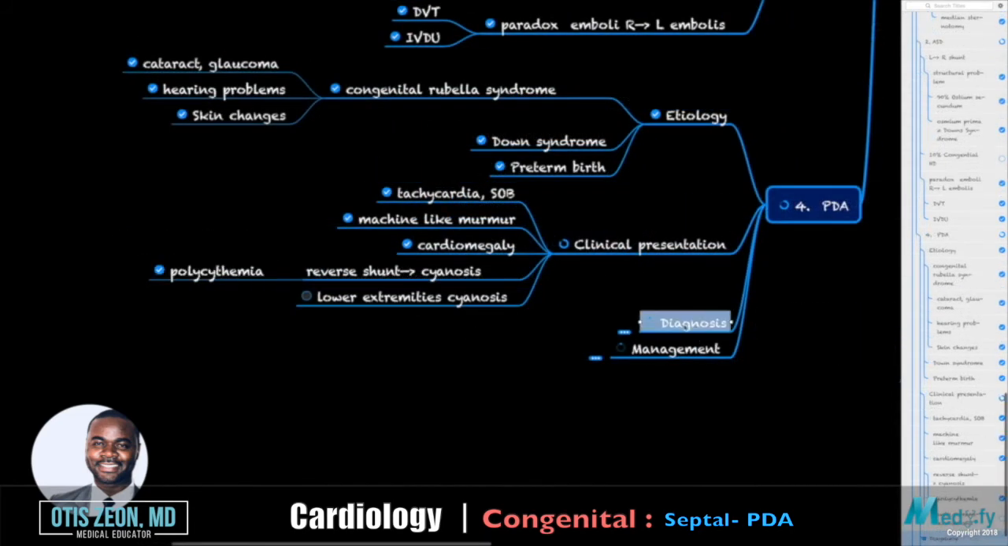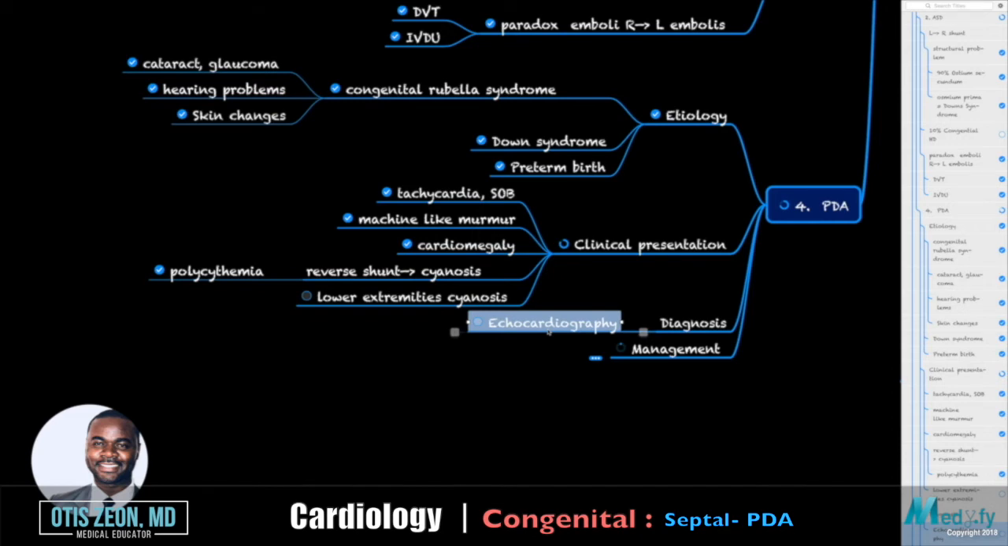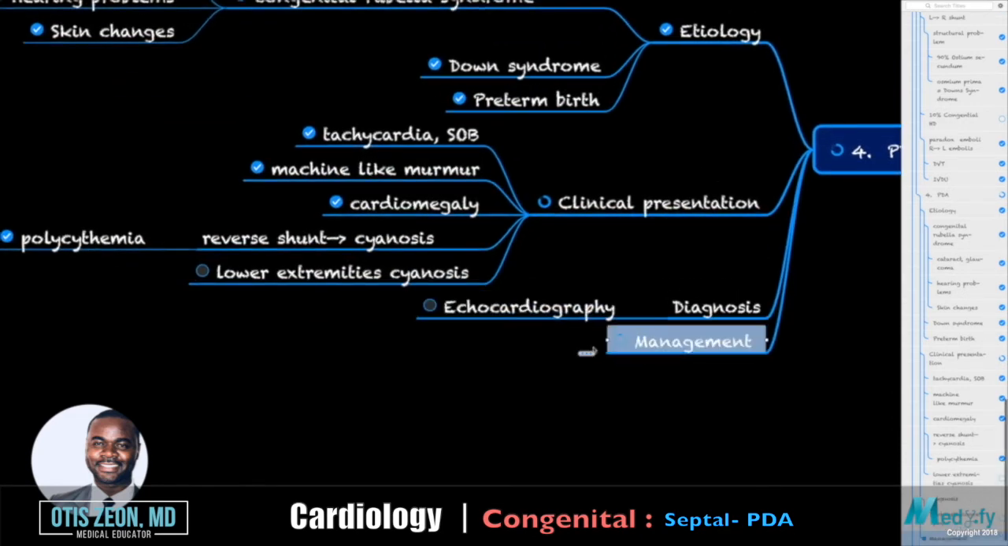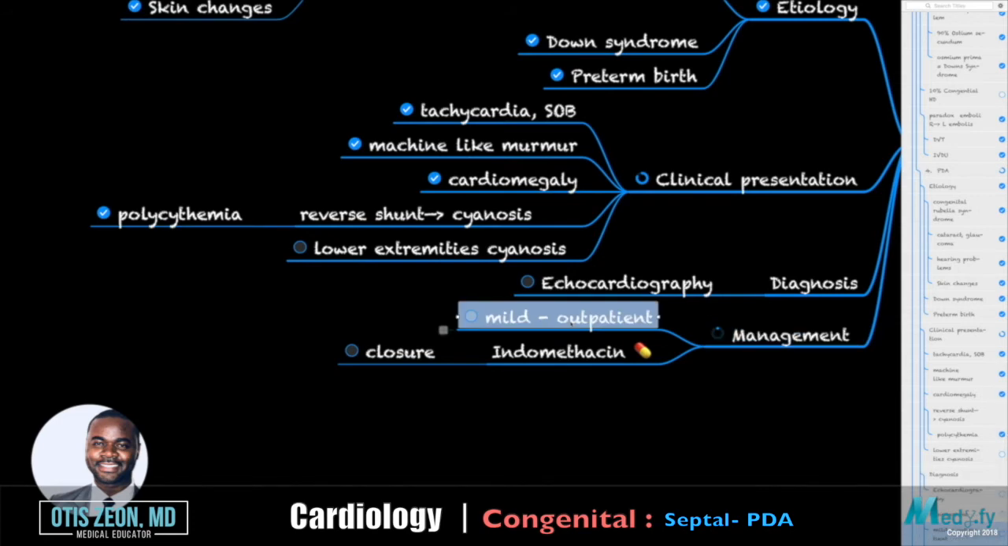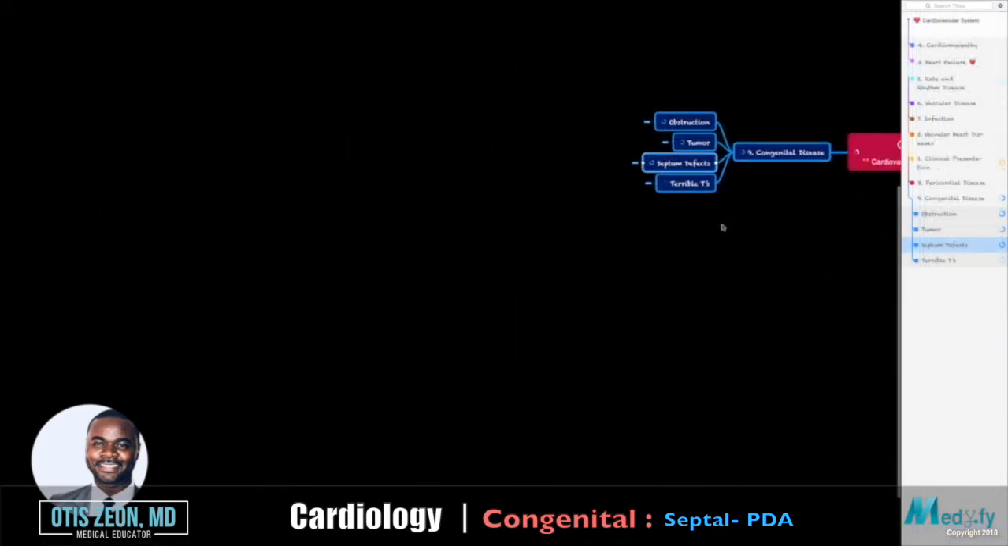As we continue, for the diagnosis of PDA, like everything else in the murmur category, you want to do an echocardiogram. The management for PDA, in mild cases, you pretty much do outpatient treatment, and in some other cases, in early cases, you want to give indomethacin, which may lead to the closure of the PDA. There are some instances where the PDA is needed for life-saving measures, and in those cases, you do not want to close it.